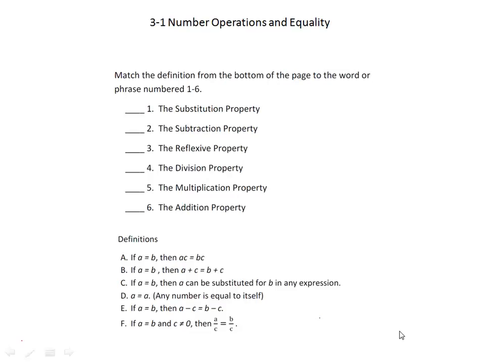Okay, so these are properties of equality. Alright, so the substitution property is the first one. If you look at your definitions, well, it's kind of a dead giveaway in C. It even uses that word. You're going to use substitution a lot in the rest of the course, so you got to know this. If A equals B, then A can be substituted for B in any expression.